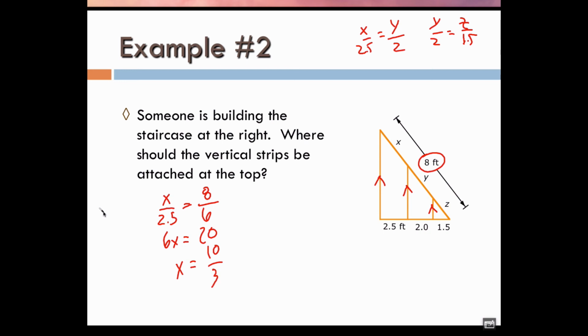Okay. And then once you have one of the variables, the rest of them all fall into place. Once I get x, I can then take it and plug it in up here to solve for y. And you can keep going, or go back to the original relationship. Y over 2 is equal to 8 over 6. That's a little bit easier. Z over 1.5 is equal to 8 over 6, and solve those. And hopefully if you've done it correctly, when everything is said and done, x plus y plus z would equal 8.